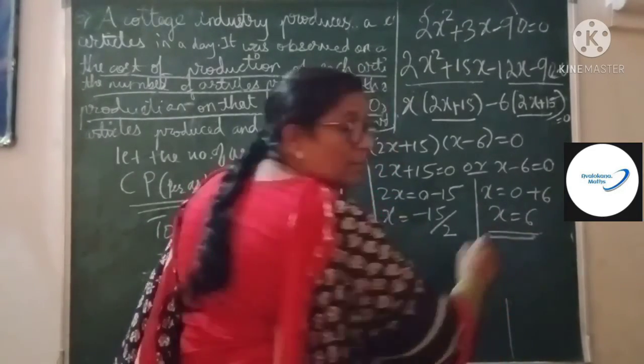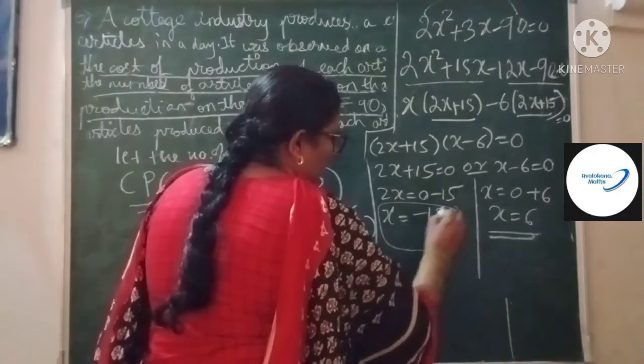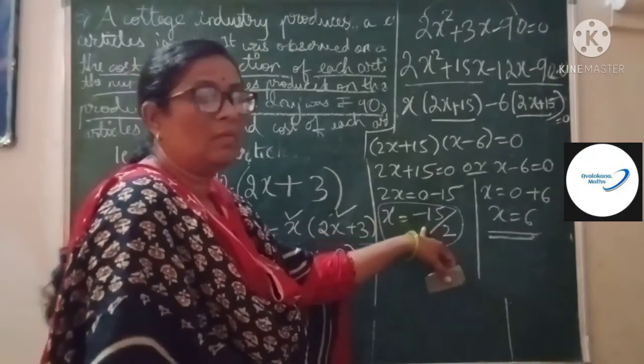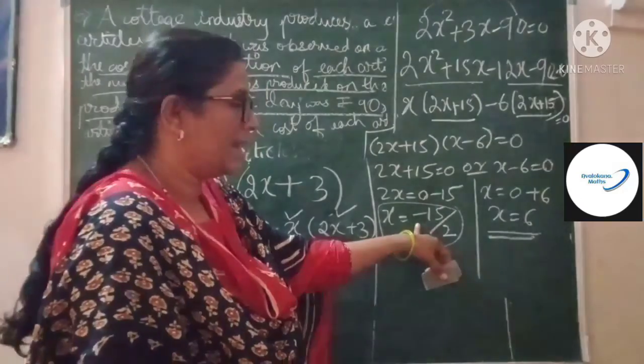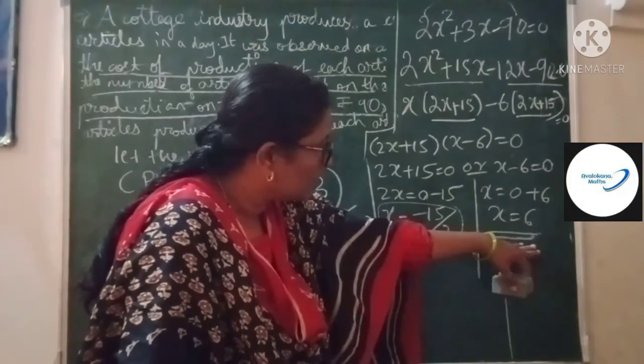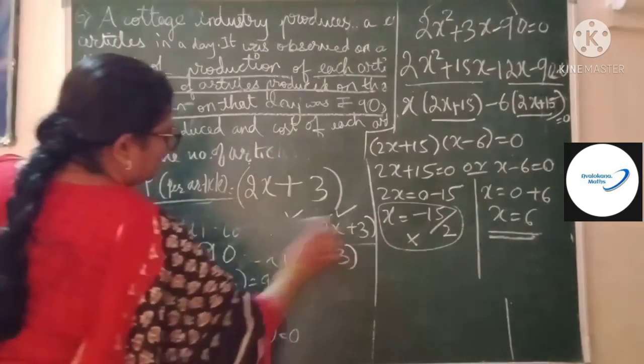What is x? The number of articles produced. So this is not taken, because the number of articles produced cannot be a fraction, and that is also negative. So this is not considered. So here the number of articles produced on that day was what? It is 6. Okay.